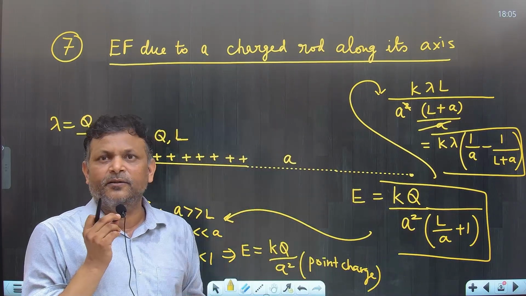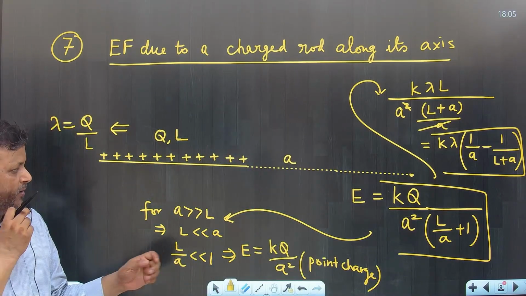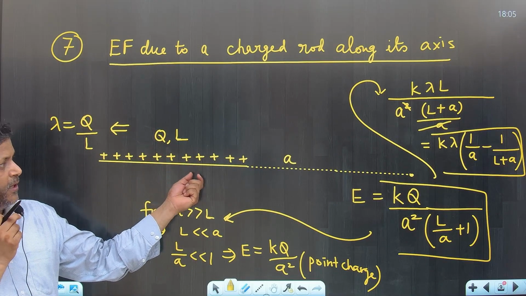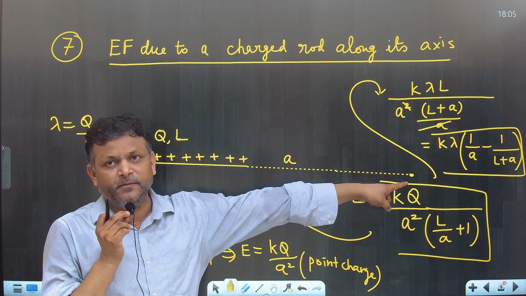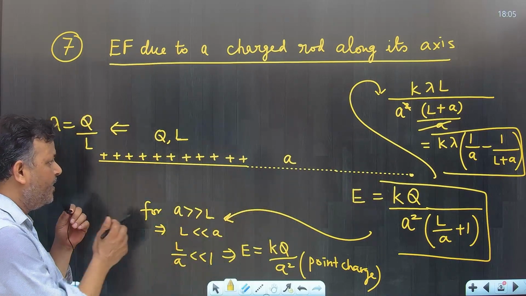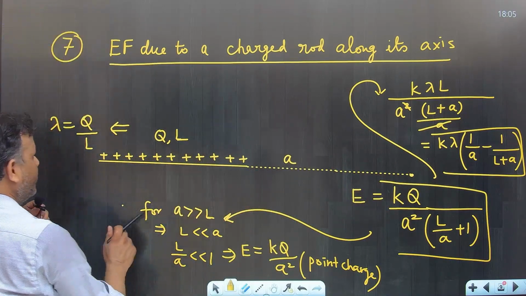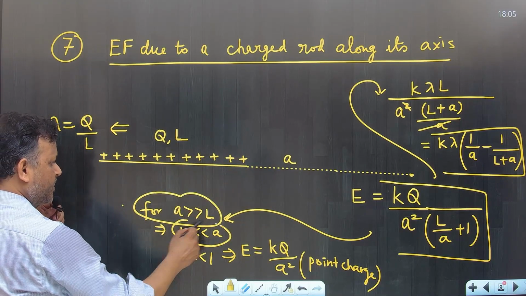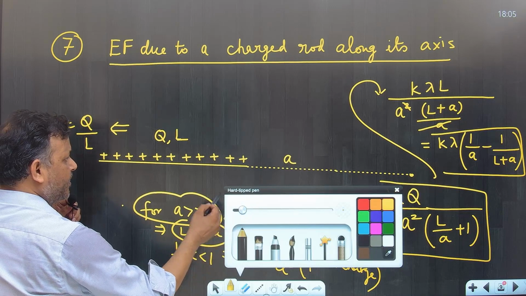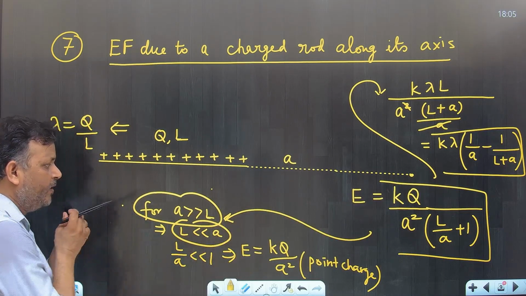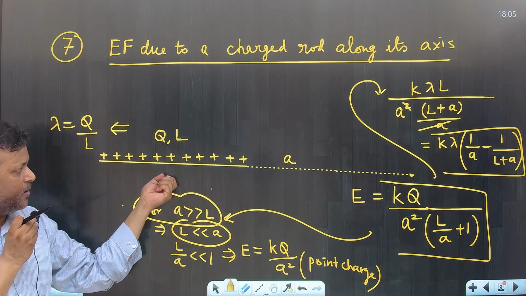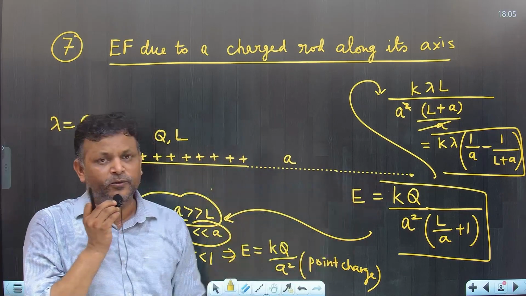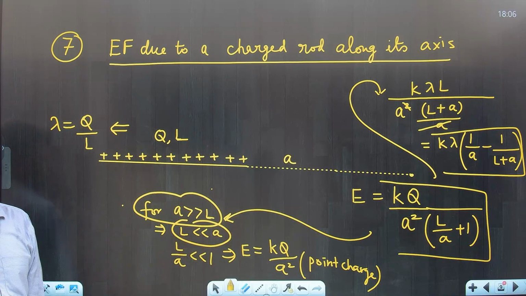There is a very important result that when this L is very small, it behaves like a point charge at P. Means when A is much greater than L, that is, L is much less than A, then it behaves like a point charge. This L is very small, and you have to find the electric field at point A. So the formula is kq by A square.